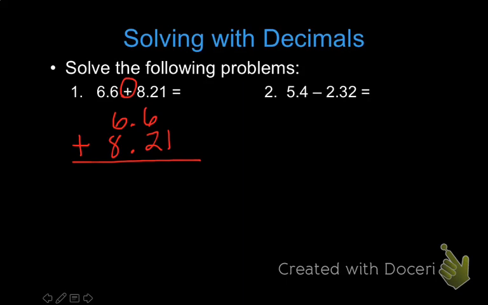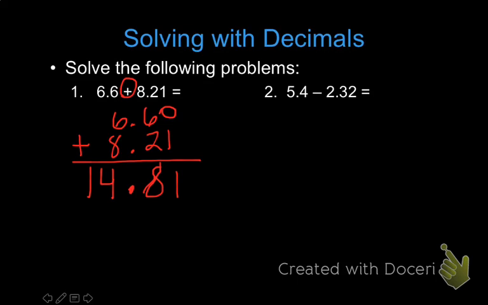And then I need to follow my adding and subtracting rules. I can add a placeholder 0 in any empty spaces I have and add like normal. 0 plus 1 is 1. 6 plus 2 is 8. And 8 plus 6 is 14. I bring the decimals straight down in my answer, and so my answer for number 1 is 14 and 81/100.